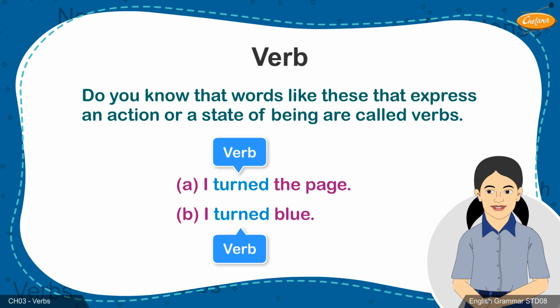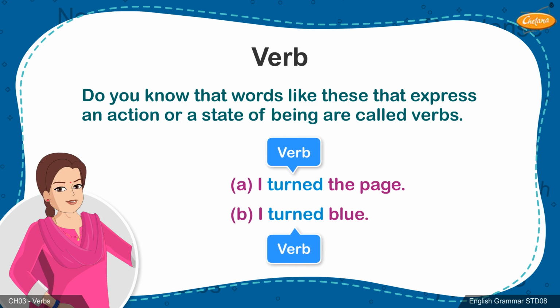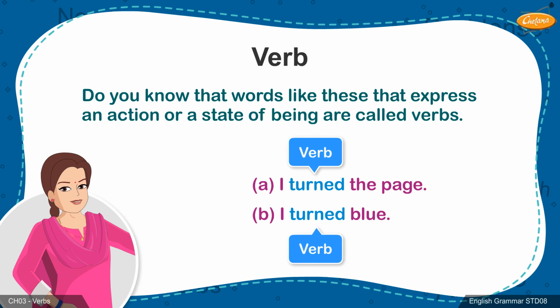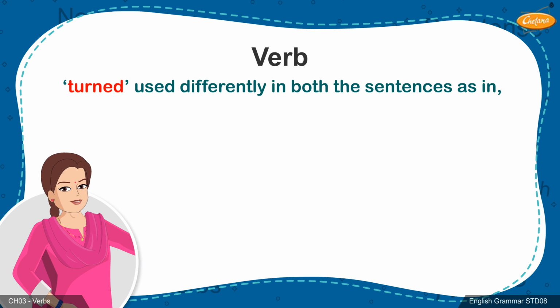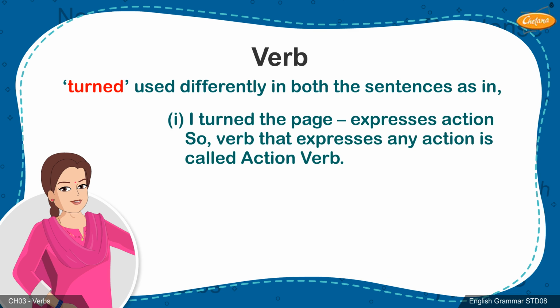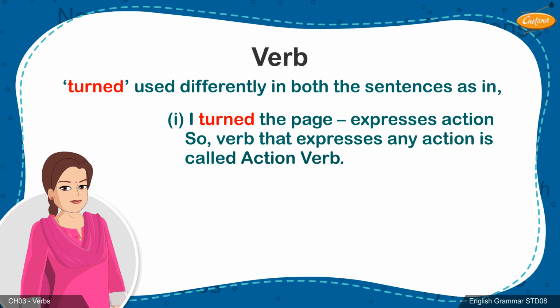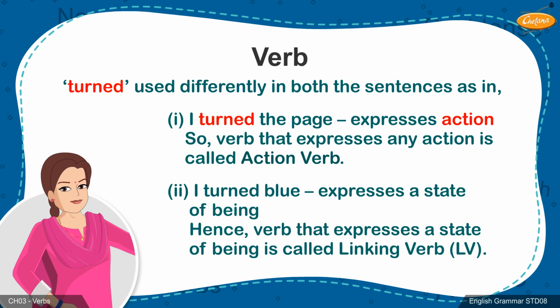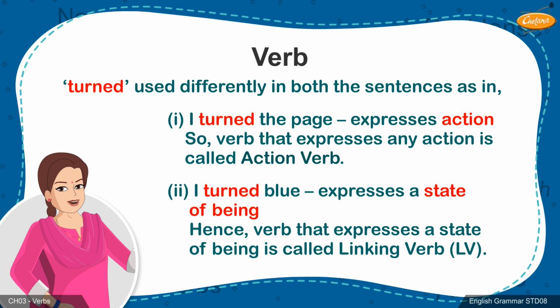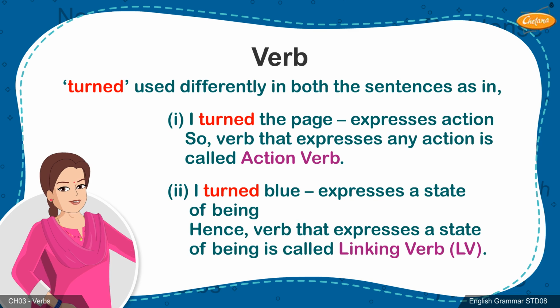In both sentences, the verb is turned. Correct. But do you know that even though the verb used in both these sentences is the same, it functions differently in each? In the first sentence, the verb turned is used to express an action, and in the second sentence, it is used to express a state of being. Therefore, in the first sentence, the verb is an action verb, and in the second, it is a linking verb.